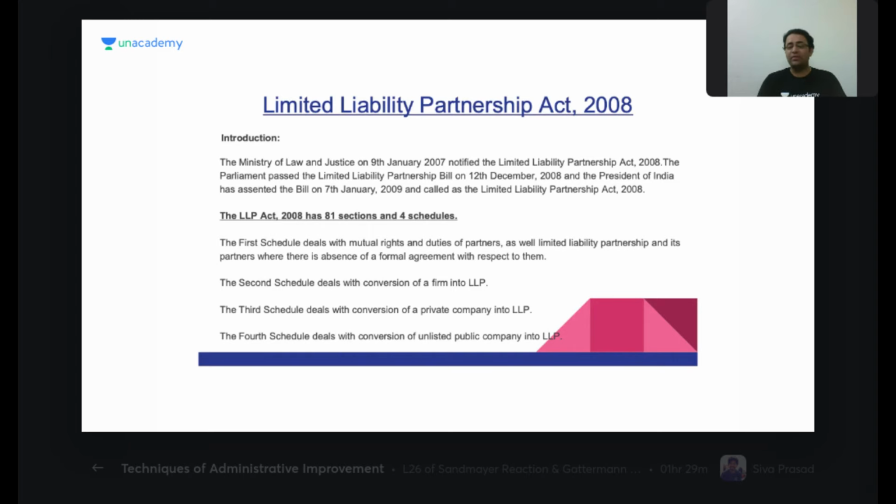Khushi, minimum 7 members and a maximum no limit. Yes, a private limited company has a minimum of 2 and a maximum of no limit, whereas the public limited company has a minimum of 9. It's not 7, it's 9 for a public limited company, and a maximum no limit.